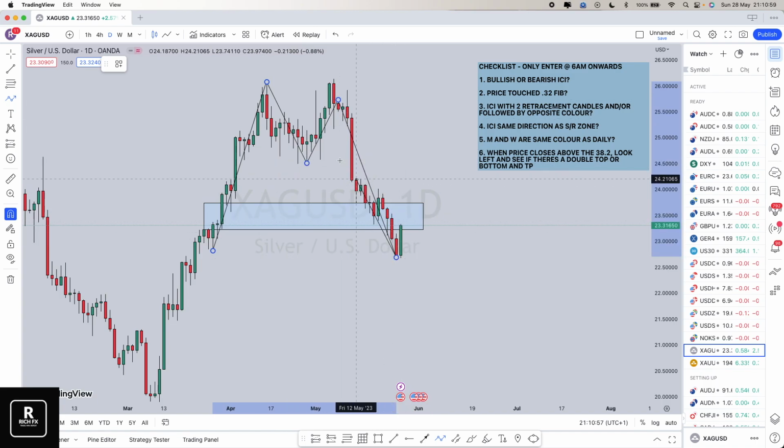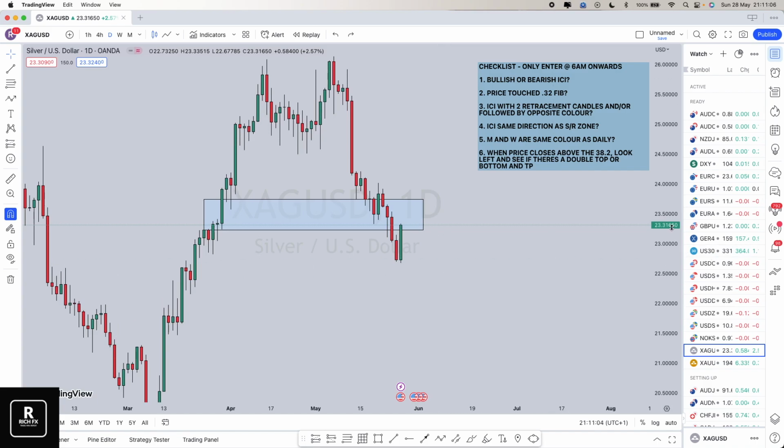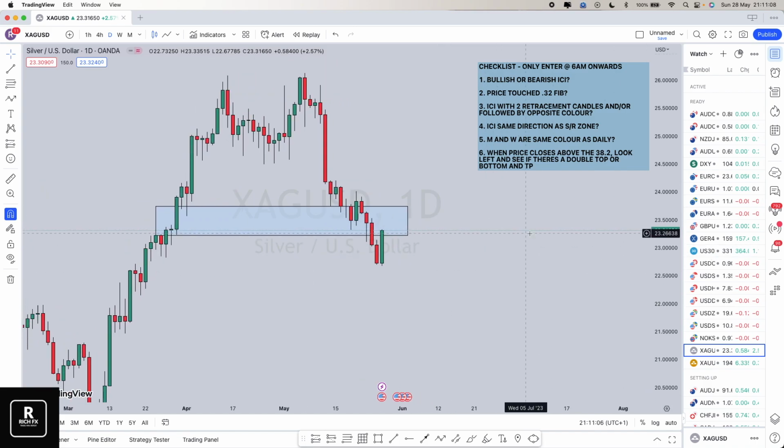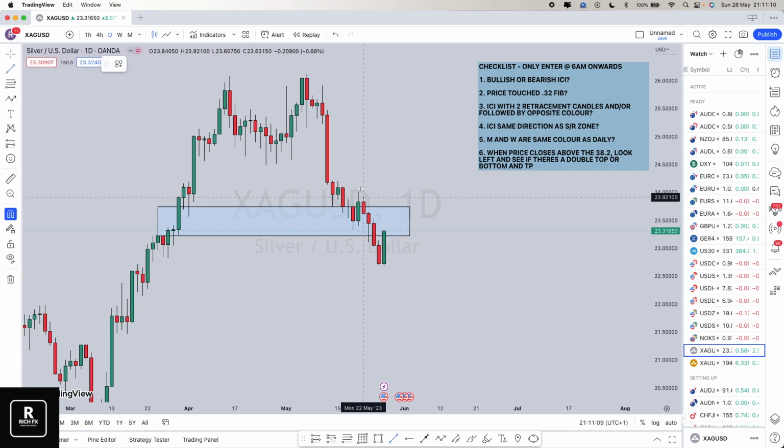You probably don't even need price to come all the way to the neckline, but your M formation already indicates that we're going to be looking for sales. So it just depends on how price plays out. As long as price doesn't break above this area here, all right, we're still looking for sales.